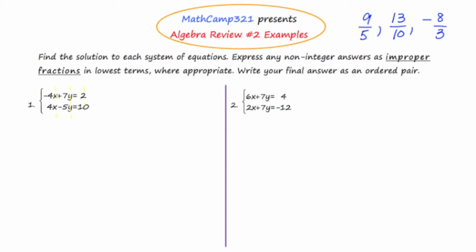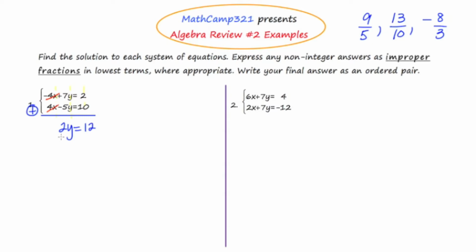So I'm going to draw a line underneath this system, and I'm going to put a plus to indicate that I'm going to be adding, and I'll put that in a circle because there's this number 1. I'm just going to add down these columns. Negative 4x and 4x are going to cancel out. 7y minus 5y is 2y. 2 plus 10 is 12.